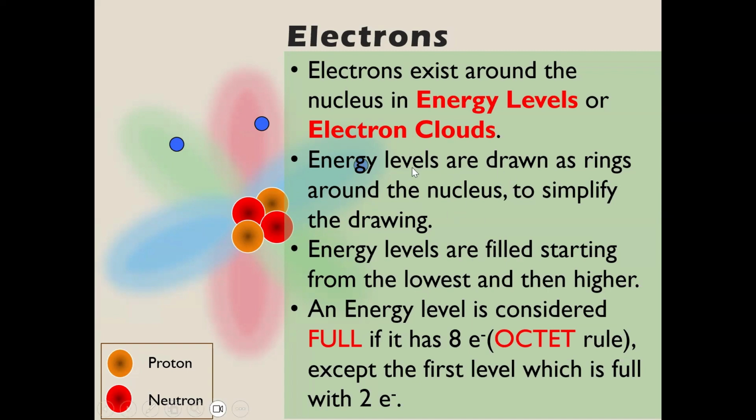The usual illustration of the energy shells is like rings around the nucleus where the electrons move. This is just to simplify the drawing. And the energy level is considered full if it has 8 electrons, and this is the octet rule, except the first level, which is full with 2 electrons.